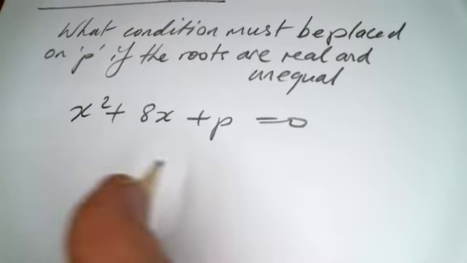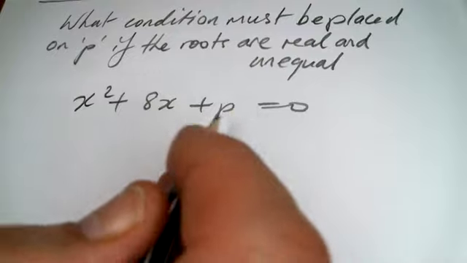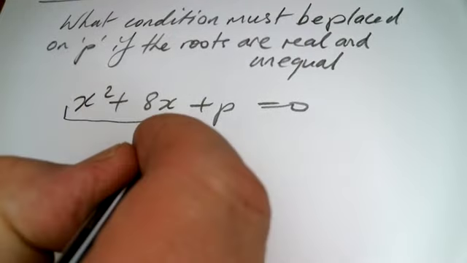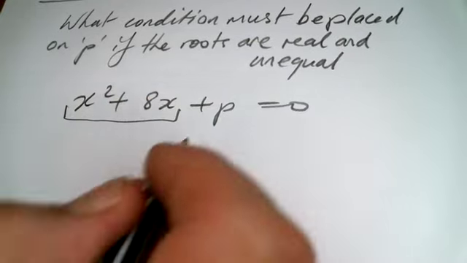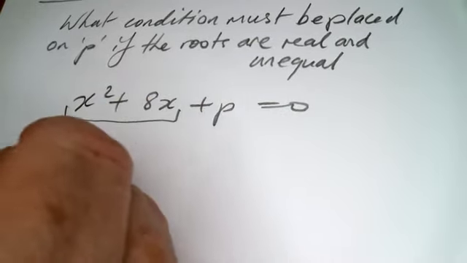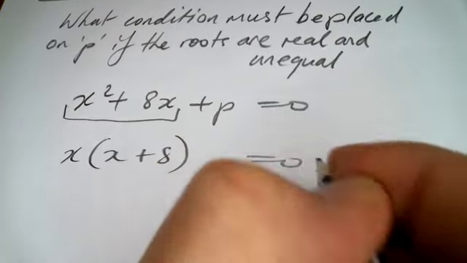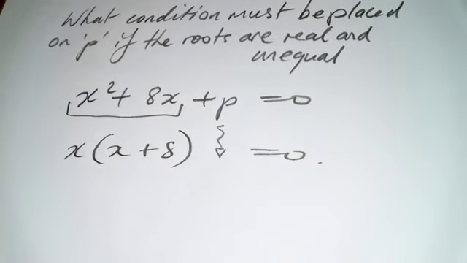So if we were to factorize this, by the way, and we've got a p on the end, so we don't know what the full factorization is going to be. But let's factorize this first bit, and say this is equal to 0. We're going to ignore the p bit for a moment. This is going to be x, and x plus 8 is equal to 0. This is still there, but I'm going to ignore it, yeah?